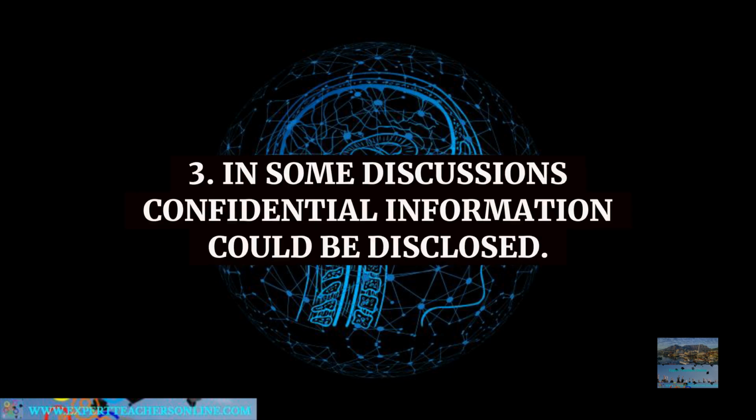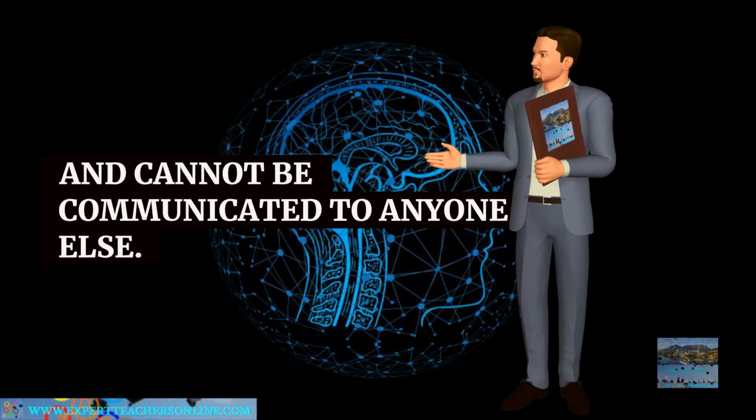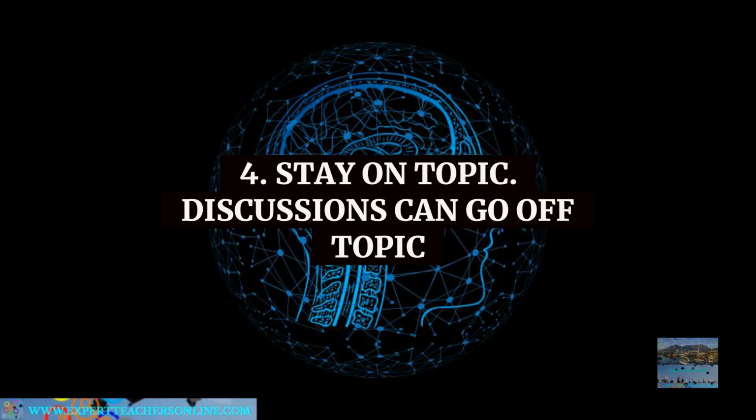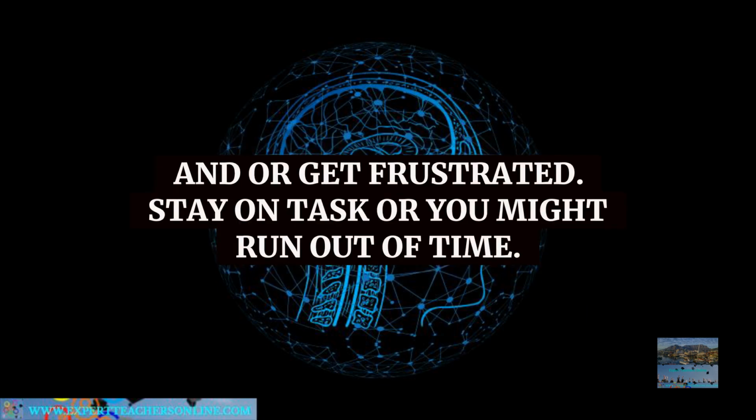3. In some discussions confidential information could be disclosed. Remind the trainees that this confidentiality must be preserved and cannot be communicated to anyone else. 4. Stay on topic. Discussions can go off topic, and though they may be interesting to some trainees, other trainees will be bored and or get frustrated. Stay on task or you might run out of time.